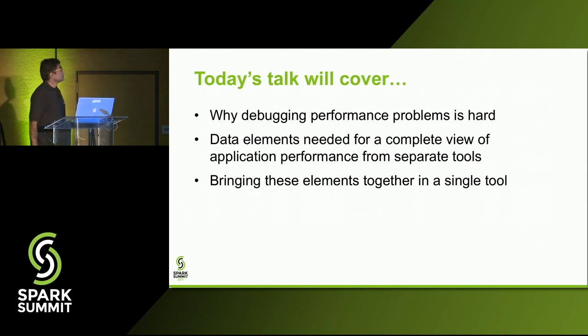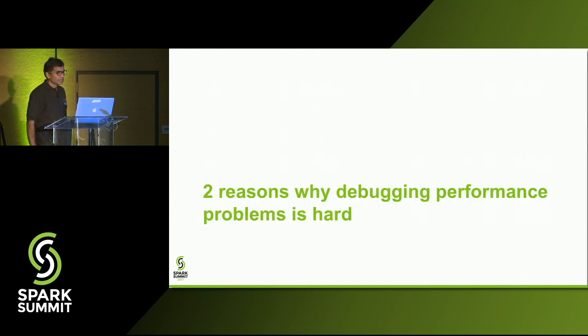So my talk today will cover 3 sections: why debugging is hard for Spark applications, and what are the elements you need to get a complete view of your application's performance in production. Today, this is available through separate tools. I'm going to bring them all in one tool and show you how you can debug your Spark application performance. So why is it hard to debug performance problems? We contend there are 2 reasons.